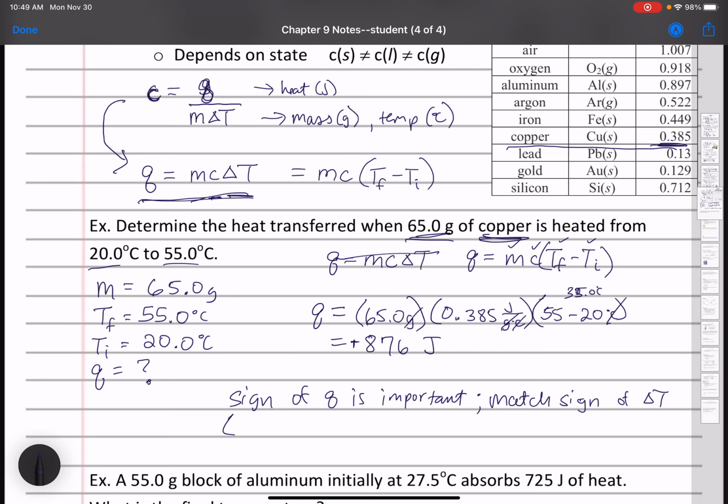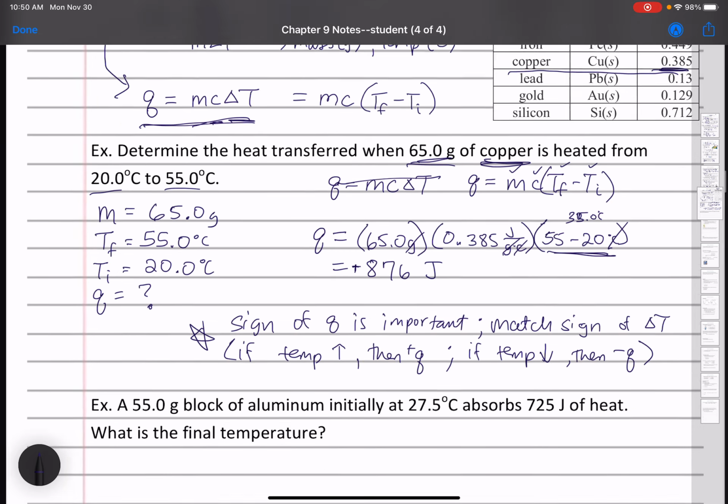So in other words, if the temperature goes up, then Q is positive. And if the temperature goes down, then Q is negative. Heat is lost. All right? So just a little something to note and pay attention to, and make sure that you do this subtraction problem in the right direction. If you did it in the wrong direction, you would get the wrong sign.